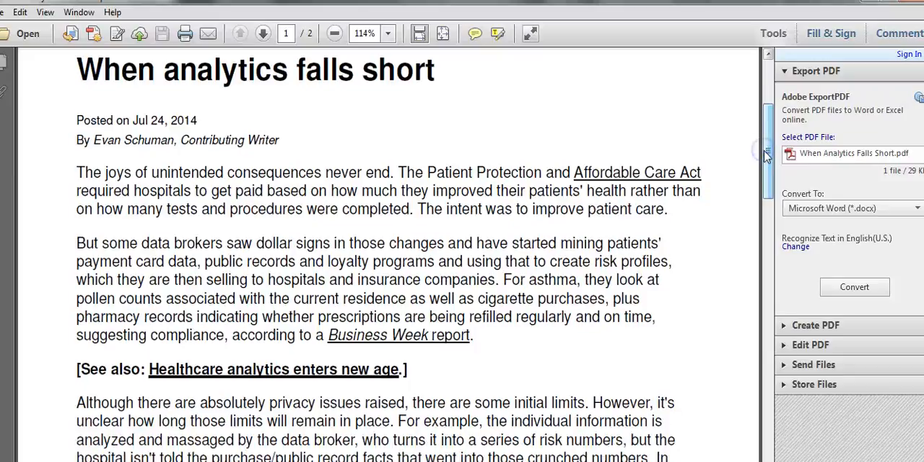However, there are times when analytics may not be the answer. That's what this talks about. The joys of unintended consequences never end. The Patient Protection and Affordable Care Act, which you talked about, came about in 2010, more popularly known as Obamacare. It required hospitals to get paid based on how much they improve their patients' health rather than how many tests and procedures were completed.